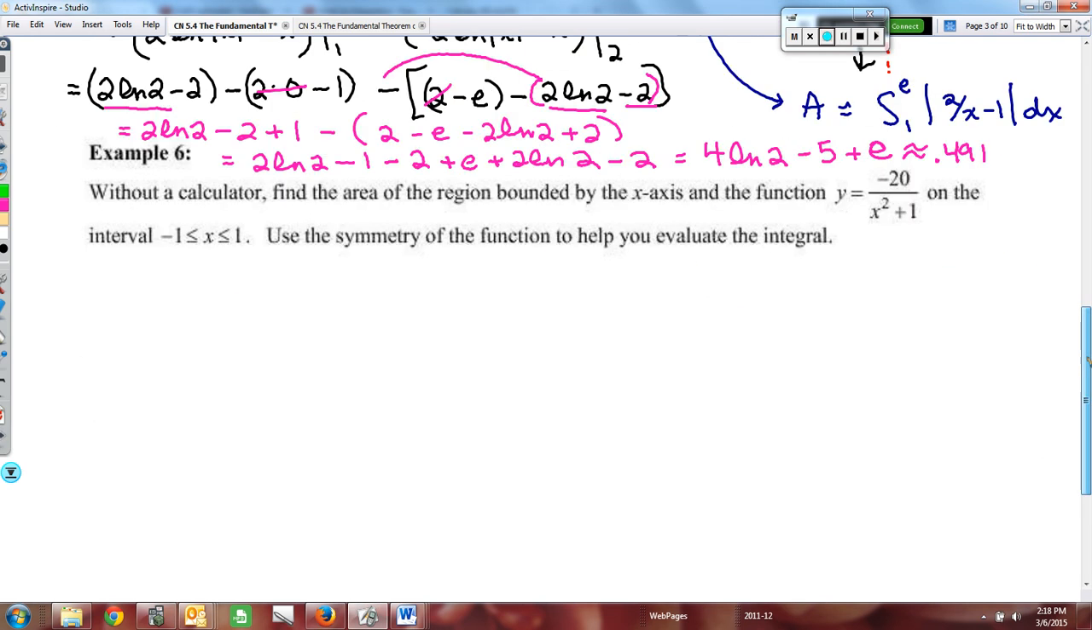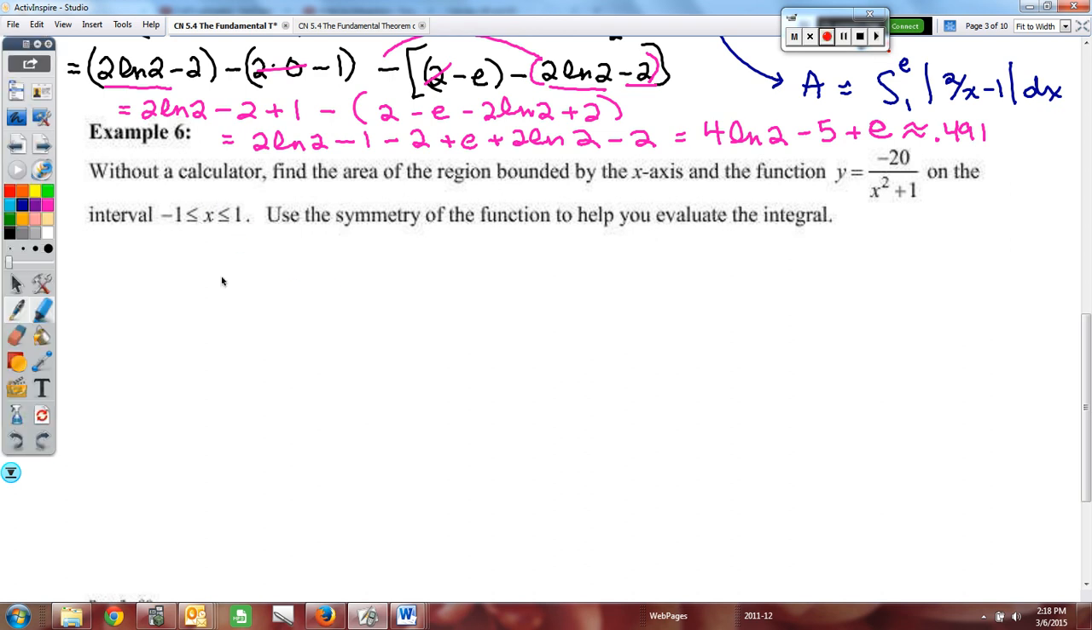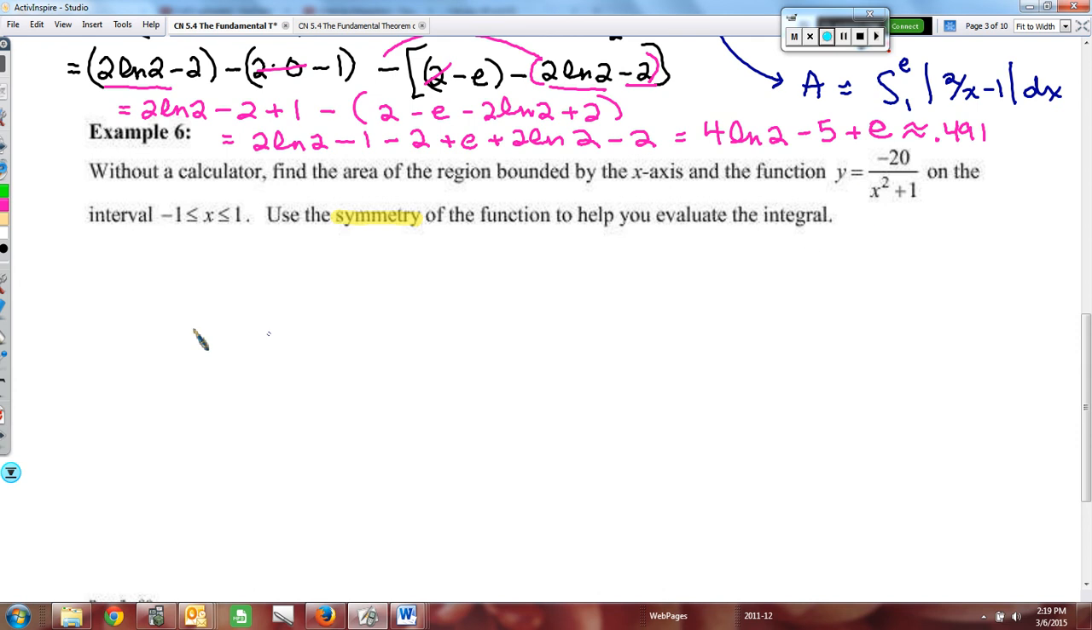Right? And then one last thing before we end this set of notes: a lot of times, if you know something about the symmetry of the graph, then that's going to help us shortcut a little bit when we're doing integration. Mostly because when we're doing it by hand, to find the region bounded by the x-axis and the function, what I would do is the integral from -1 to 1, and then we would have our -20 over x squared plus 1 dx.